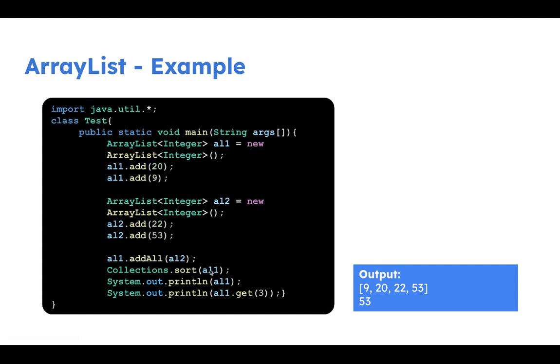We can also sort it using the method sort, and we can definitely print the entire ArrayList AL1. When we print the entire ArrayList, you may see that the elements are printed in sorted order. We can also get the exact element at a particular index. Index starts with 0, so 0, 1, 2, 3. At the third index, we have 53 because the ArrayList has been sorted as well. So this was a simple example of how ArrayList can work.